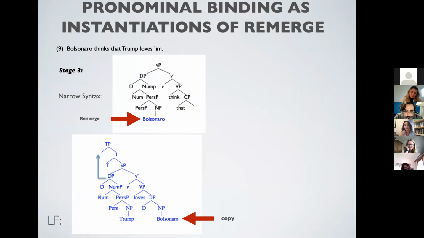I'm not going to go through it because I don't have time, but we can discuss it more during the discussion period. So here is a remerge process, but notice that this remerge process is putting a lexical item, a semantic material, together with functional material, okay? So you're not copying functional material, you're copying just semantic material.